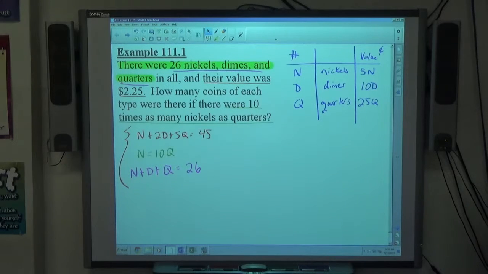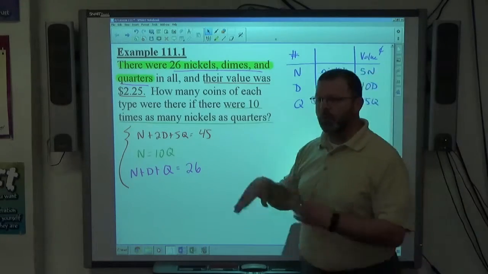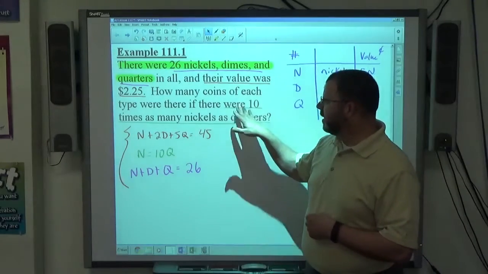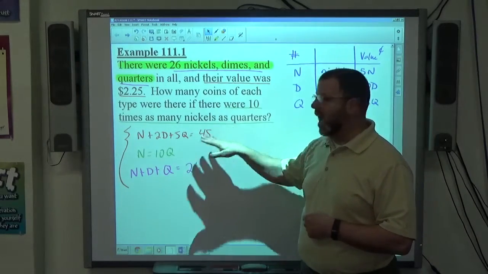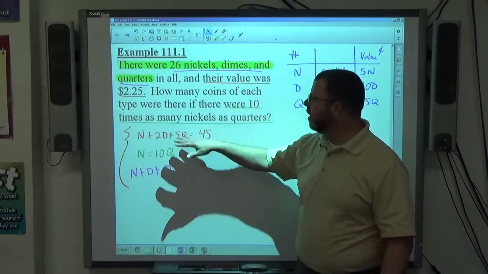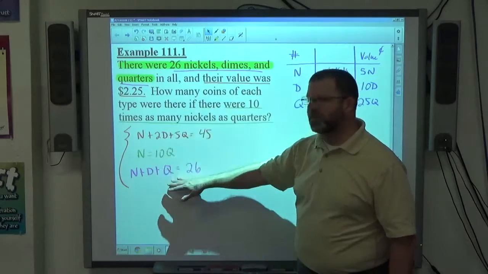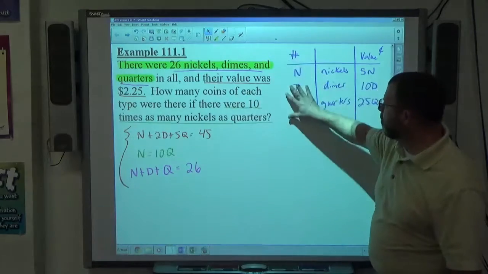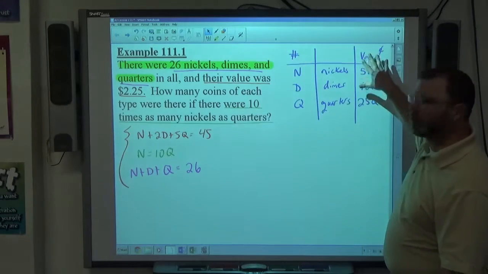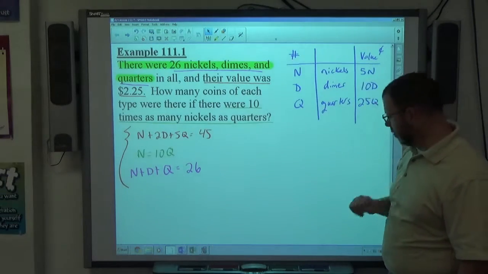All right? So now that we got all this set up, and again, when I was making these equations, each time I'm worried about what type of variables to use. 10 times as many nickels as quarters, that's how many coins, not how much they're worth. 26 coins, that's how many coins, not how much they're worth. So if I'm dealing with how many coins, it's going to be these variables. If I'm worried about how much they're worth, it's going to be these variables.